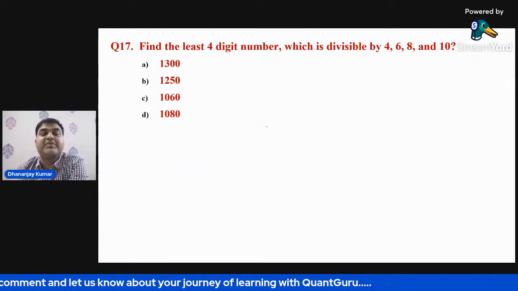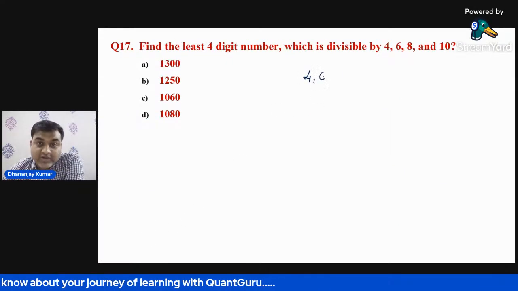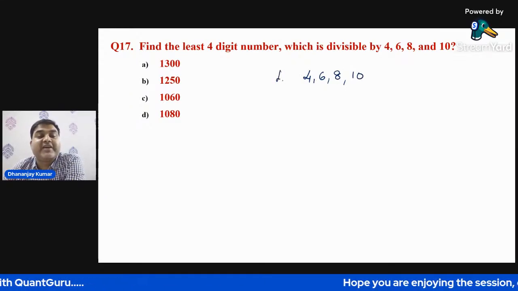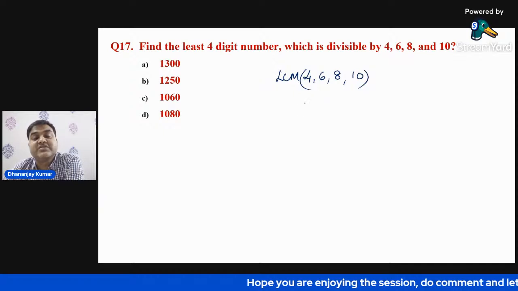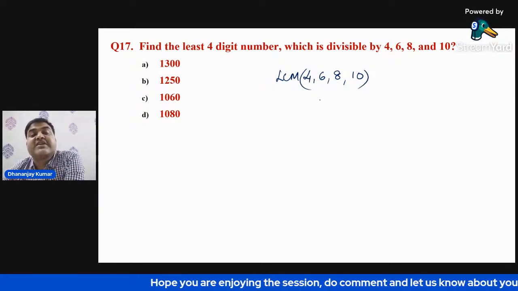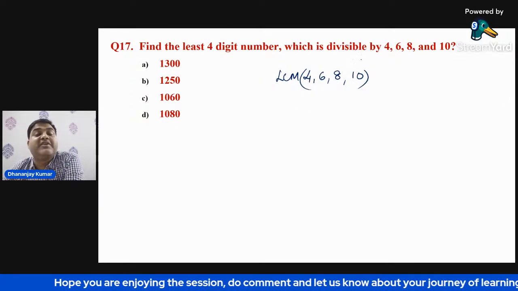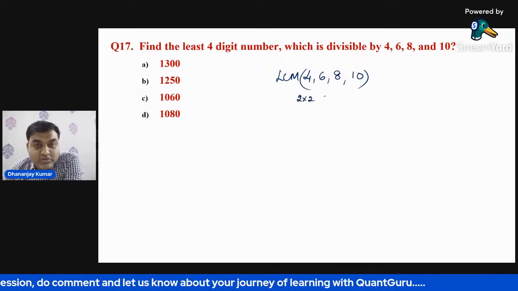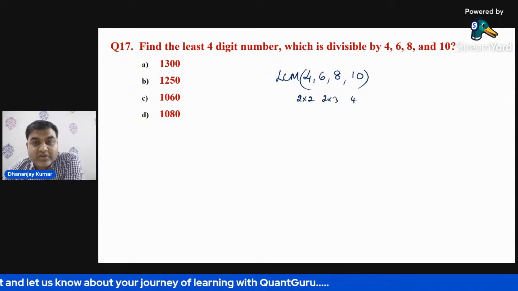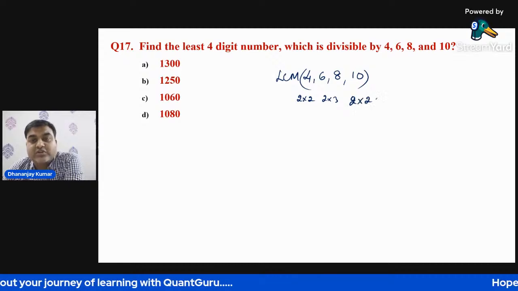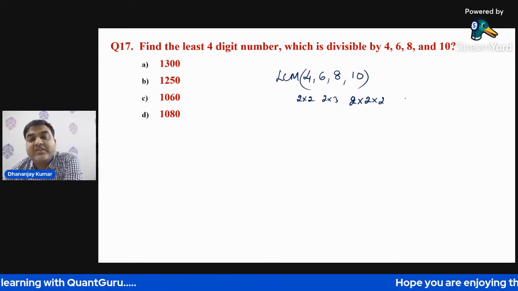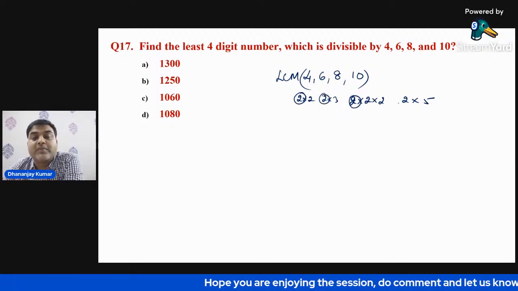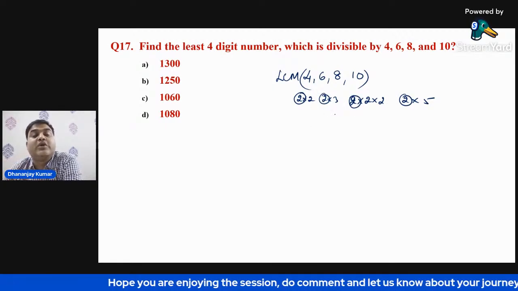For your understanding, I am repeating once again. What we will do, 4, 6, 8 and 10, find the LCM of those numbers. The LCM of all those numbers can be found in different ways. One of the ways I have shown, which is 120, which has come. Other way, you write 2 into 2, 2 into 3, 2 into 2 into 2, and the last one is 2 into 5. Now 2 is common, so leave this 2. Remaining all has to be multiplied, right?